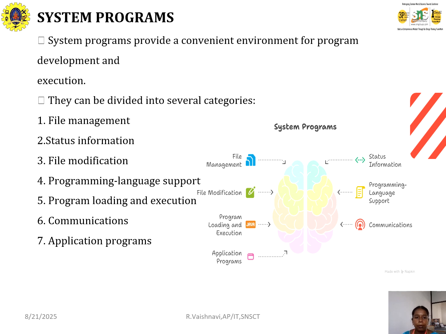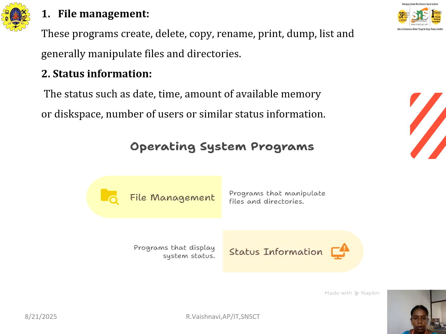And then system programs. What are system programs? They provide a convenient environment for program development and execution. Here we have several categories. First one will be file management. Second one, status information, file modification, programming language support, program loading and execution, communication, and application programs. These are the categories that come under the system programs.